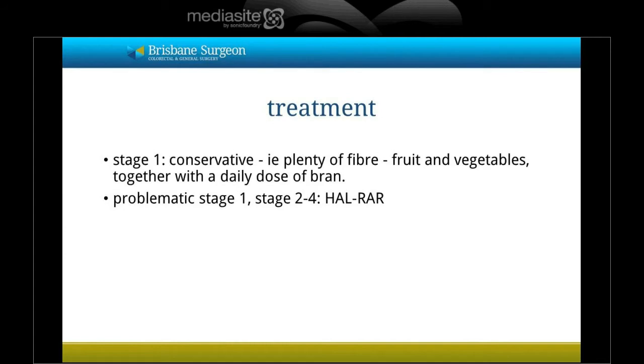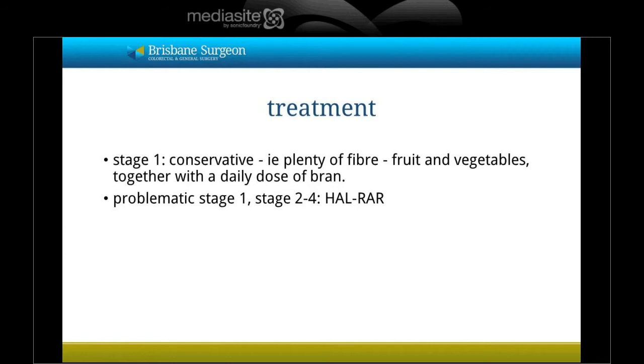The treatment of hemorrhoids is very much dependent upon the stage. Stage 1 hemorrhoids can generally be treated conservatively in the form of making sure that there is plenty of fiber in the form of fruit and vegetables, together with a daily dose of bran, and if needs be, a fiber supplement such as psyllium husk. If having done this, the patient continues to experience symptoms, then a procedure is indicated. Similarly, for any degree of prolapse, a procedure is indicated.